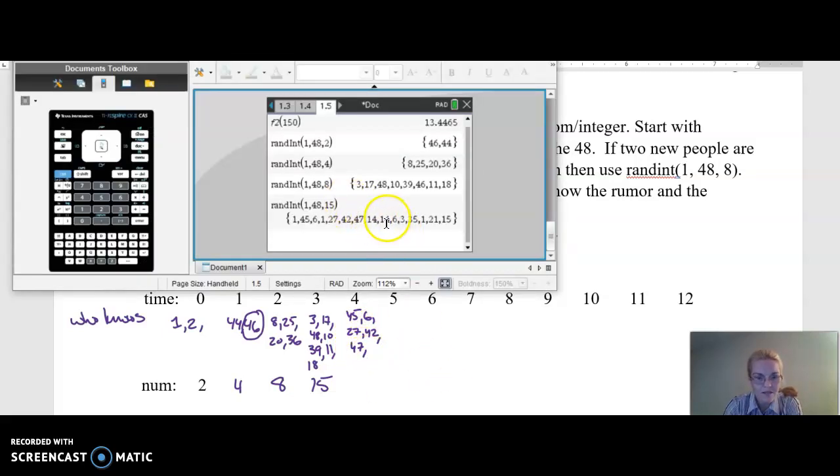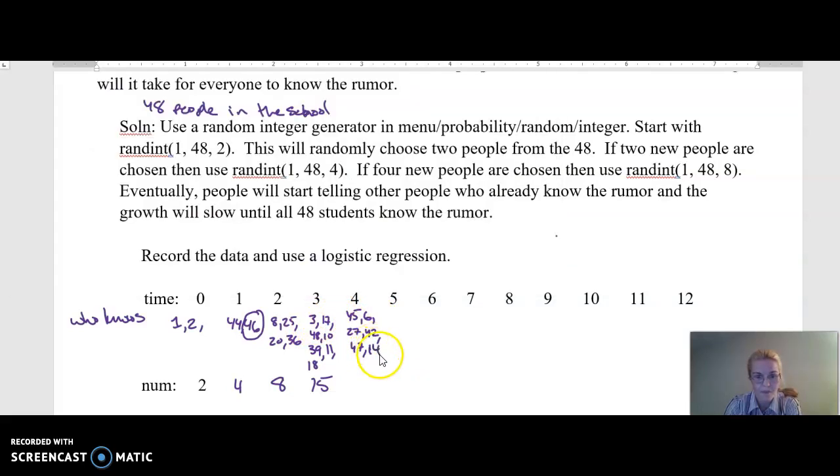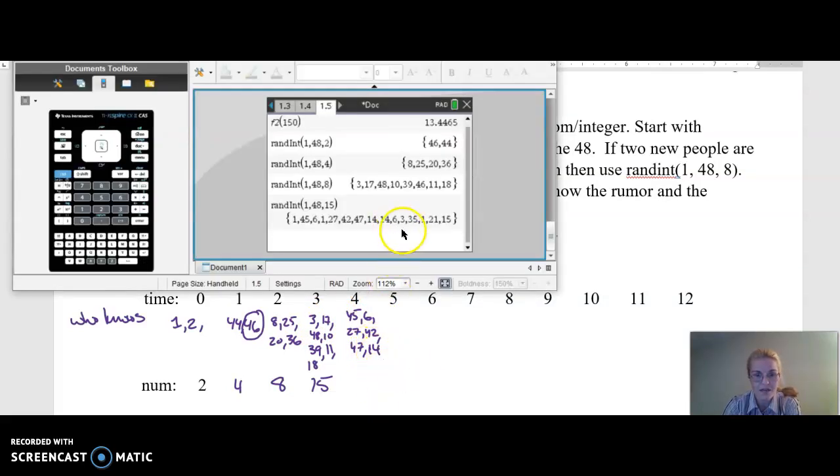And 14 got told by two different people in that minute. 6, 3, 6. I've already gotten 6 and I've already got 3, so 14 is new there. 14. But again, I've already got 6, I've already got 3. 35, has 35 been told yet? Nope, so 35 is new.